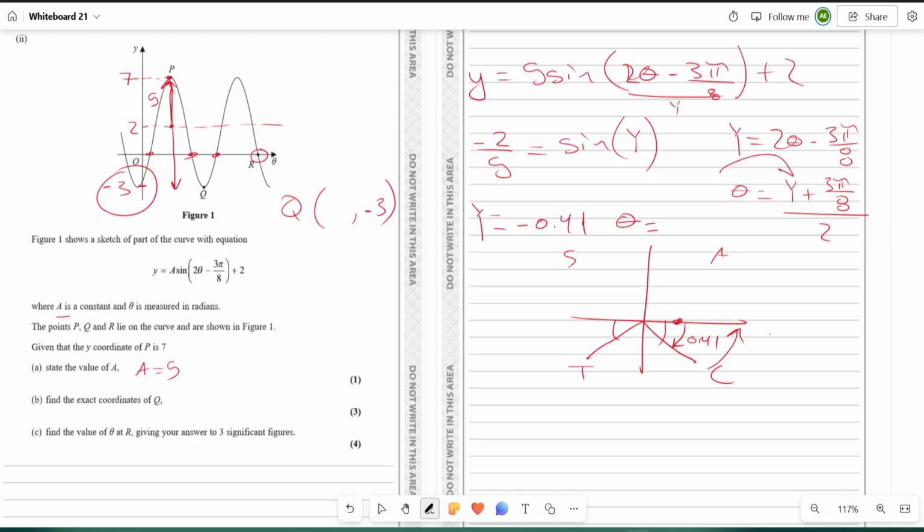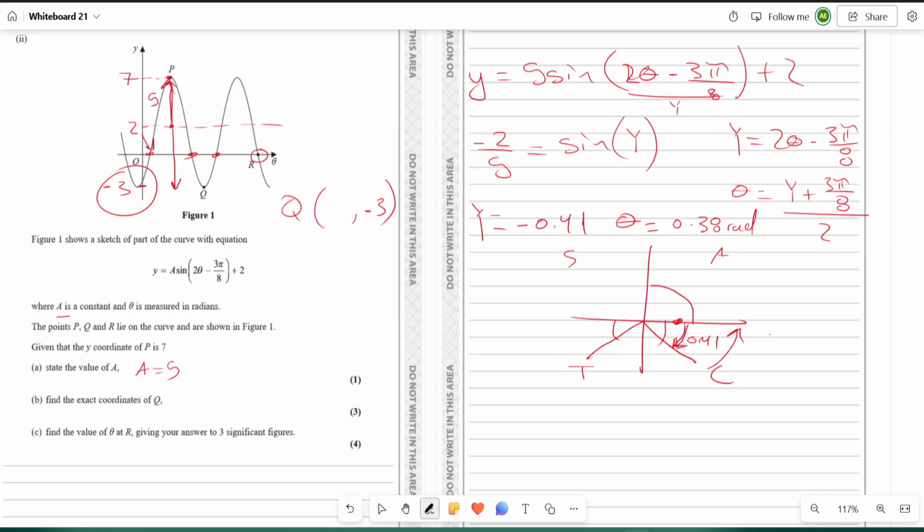So let's calculate theta. Theta is going to be negative 0.41 plus 3 pi over 8, and then everything divided by 2. So theta here is 0.38 radians. So it's the positive answer. So this answer yielded the first positive answer for theta. So this clockwise one was counted as the first positive answer.